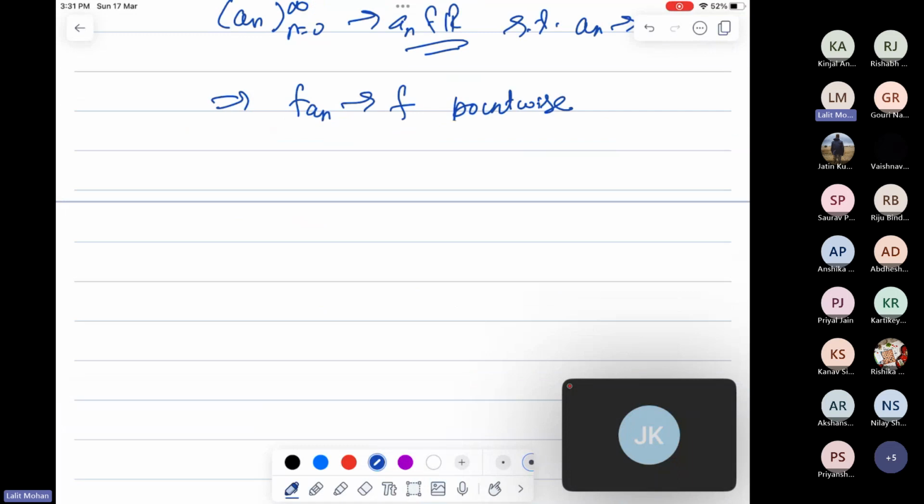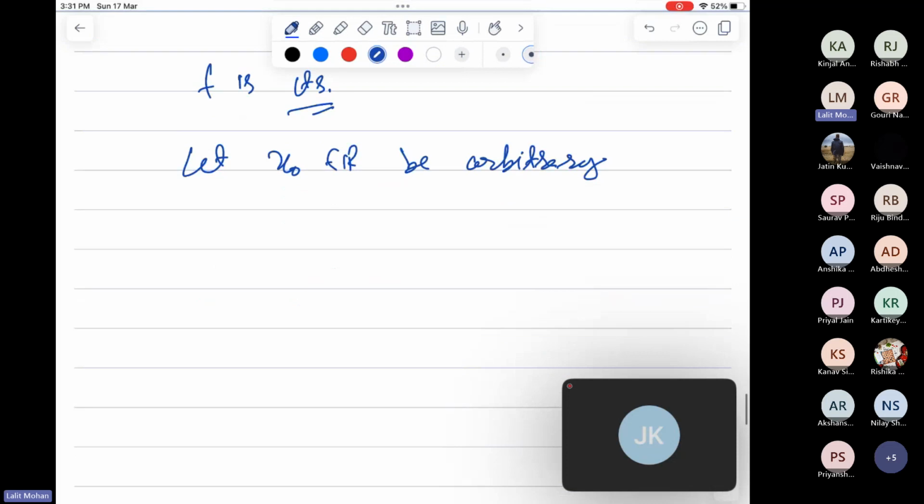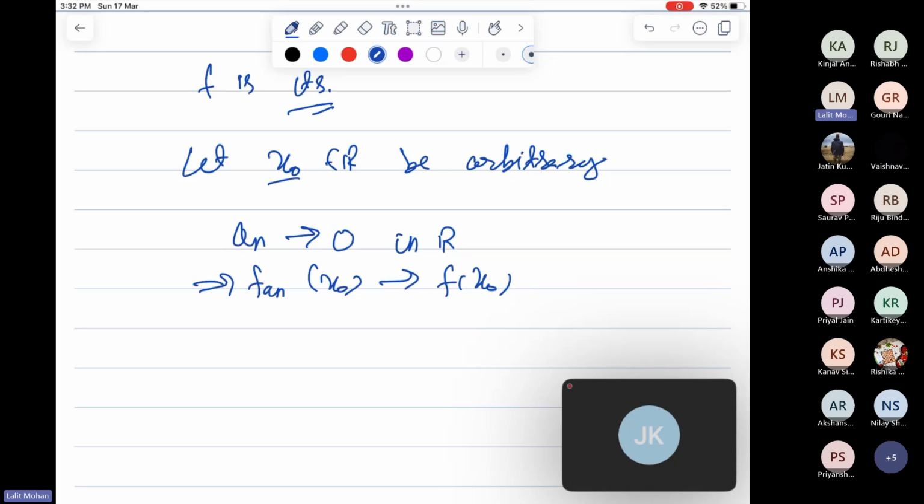So first assume that f is continuous. Now let x naught belong to R be arbitrary. Now we have to show that if there exists a sequence a_n tending to 0 in R, this will imply that f_{a_n} of x naught will converge to f of x naught. Pointwise means we need to discuss the convergence at each point. So for each point, we pick an arbitrary point and show that f_{a_n} of x naught converges to f of x naught. And this x naught is arbitrary. It means that f_{a_n} converges to f pointwise.